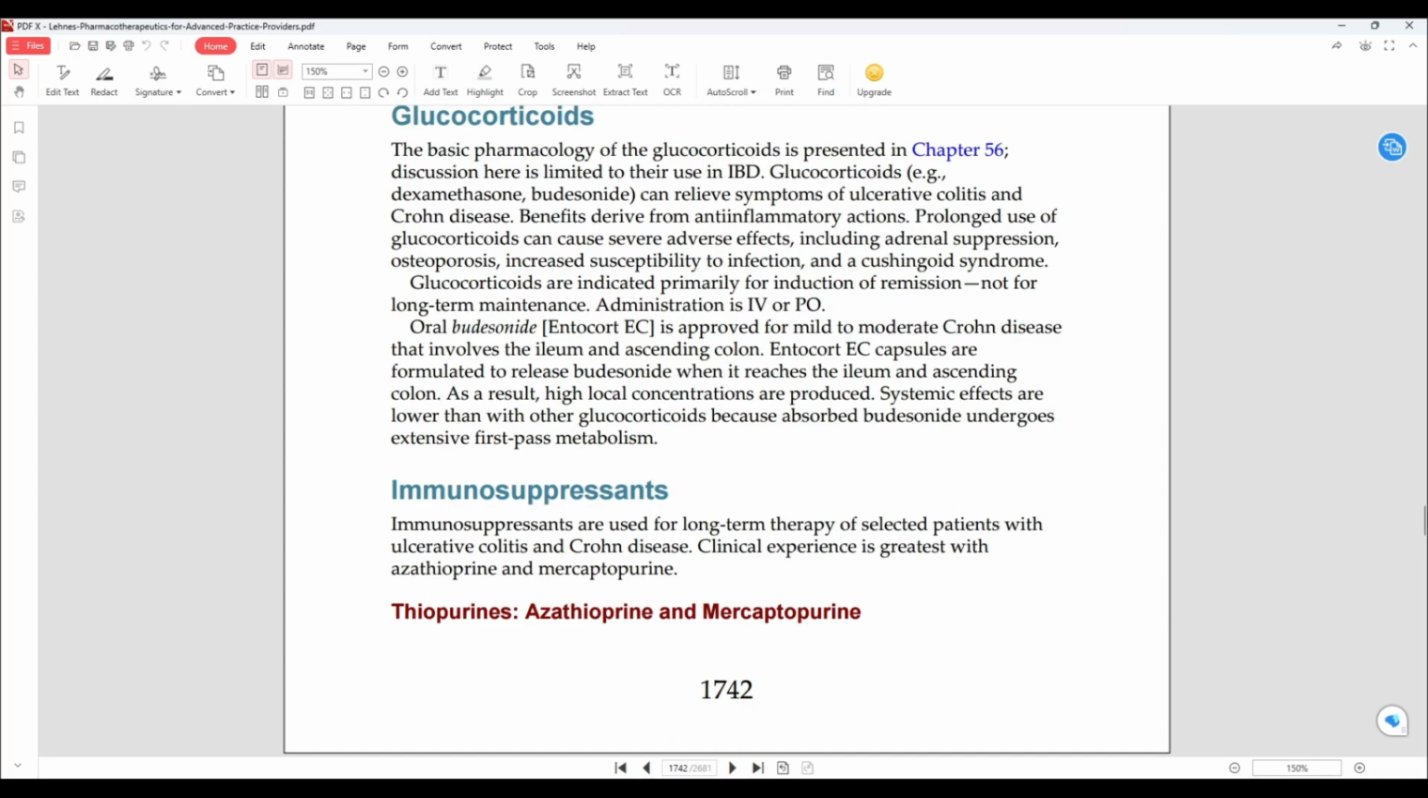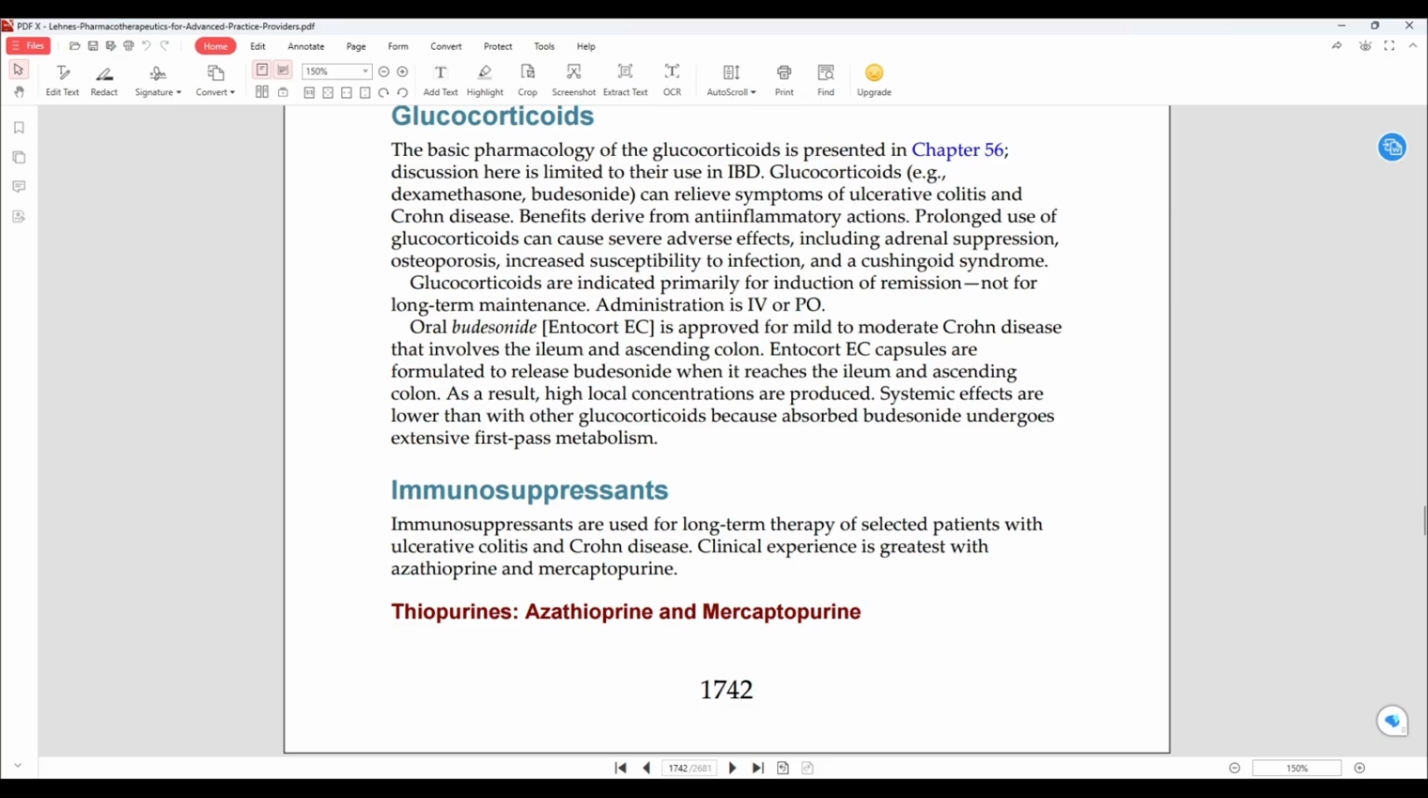Leading us to glucocorticoids. The basic pharmacology of glucocorticoids is discussed in chapter 56. So the discussion here is limited to their use in IBD. Glucocorticoids can relieve symptoms of ulcerative colitis and Crohn's disease. Benefits derive from the anti-inflammatory action. Prolonged use of glucocorticoids can cause severe adverse effects, including adrenal suppression, osteoporosis, increased susceptibility to infection, and Cushingoid syndrome. Glucocorticoids are indicated primarily for the induction of remission, not for long-term maintenance. The administration is either IV or PO.